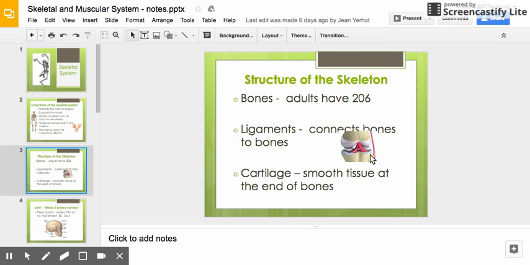Cartilage is the shiny white part you see in this image. That's smooth tissue at the ends of bones. Again, sometimes as people age, you'll hear that their cartilage wears out or that they lose cartilage in joints, which makes movement really painful because then it's bone on bone. It's not a smooth conjunction.